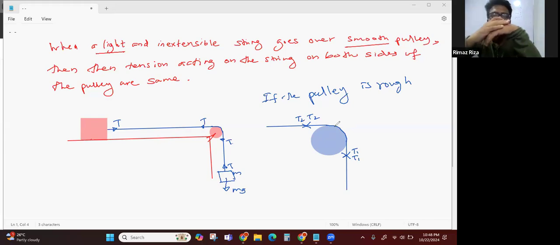There will be a friction force. Due to that friction force, now here let's say the string is light, then we can write T2 minus T1 is equal to F, that friction force.